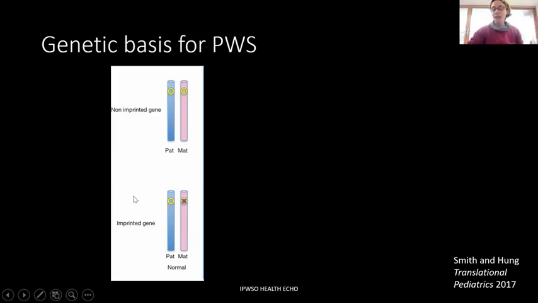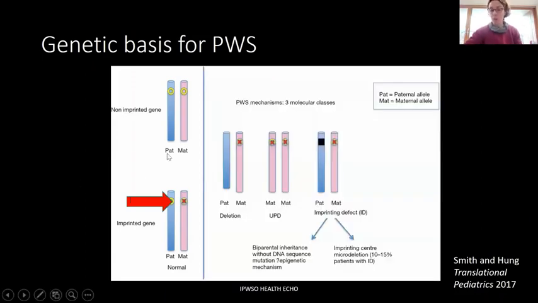So what happens in PWS? It's a disorder of an imprinted locus, chromosome 15. And the disorder is that in a number of different ways, the paternal copy of this region of chromosome 15 is disrupted, so that because the maternal copy is already imprinted and switched off, there is no expression of the genes at that locus. It can happen a number of different ways, but that's all you need to know. You've got a loss of the paternal copy of the imprinted locus. How can that happen? It can happen in three different ways.